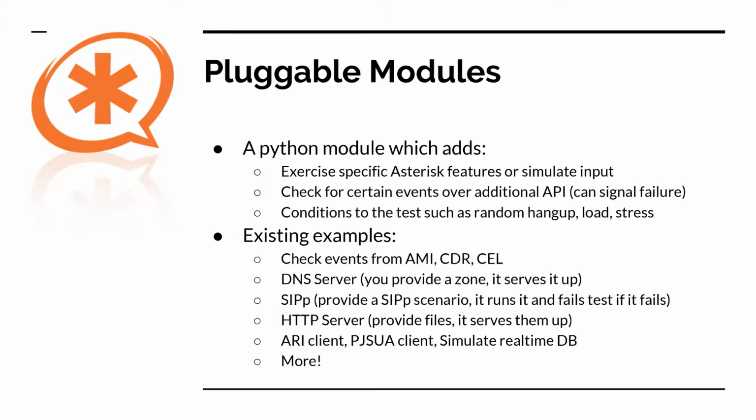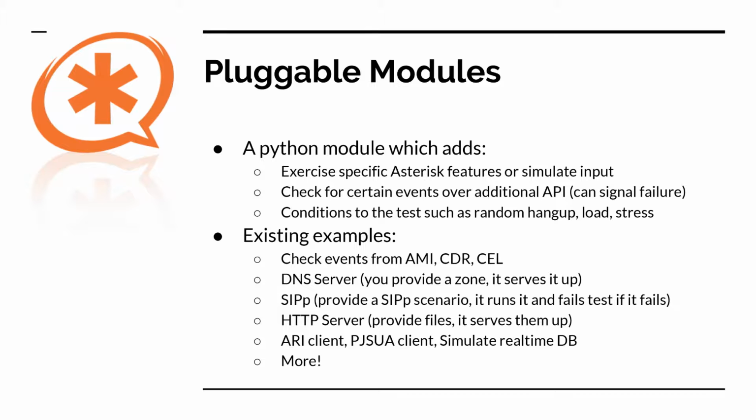Existing examples of some of the pluggable modules that we have are event monitoring for all of our APIs: AMI, CDR, CEL, and so forth and so on. A DNS server that allows you to actually create a simulated DNS environment if you're testing the DNS operation of a particular version of Asterisk. This allows us to create a specific DNS environment in the test suite.